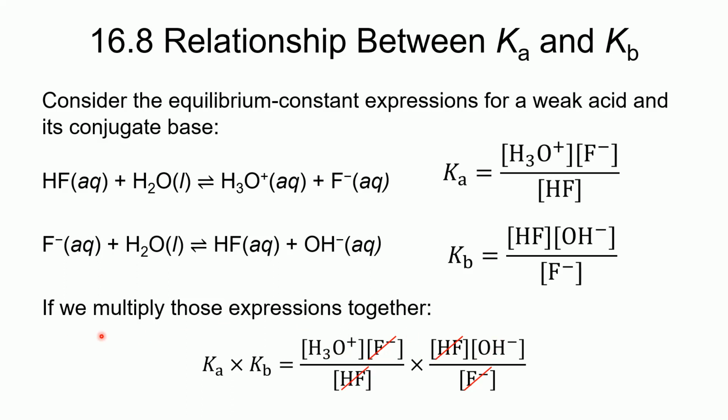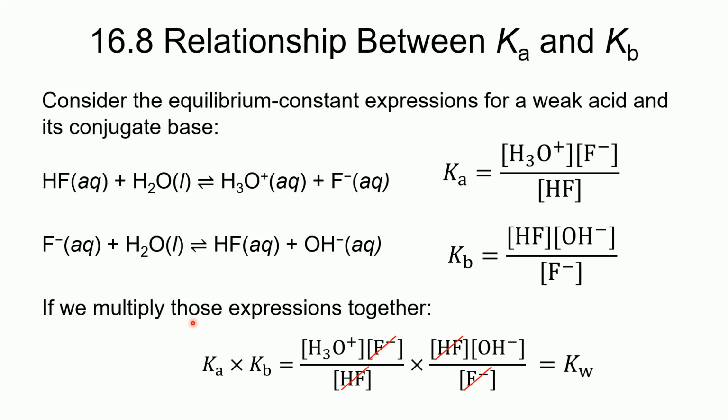Now, I'm going to pause. I want you to pause the video for a second and think, what does hydronium times hydroxide equal? Okay, hopefully you paused the video and you figured it out. Hydronium times hydroxide is equal to Kw. We've seen this before. So that means that Ka times Kb of its conjugate base is equal to Kw. Very, very useful tool.